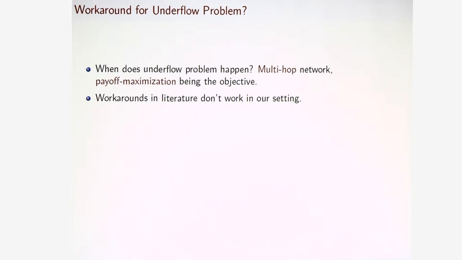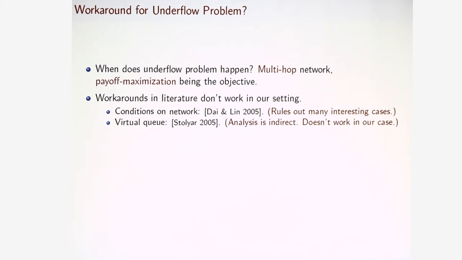Actually, this problem has been considered in the literature, and there are many workarounds. But unfortunately, they don't work in our setting. The first workaround is putting conditions on the network. In this paper by Dai and Lin, they consider the class of problems where there's no underflow problem, okay? Which means there always exists a gradient direction where the dispatch queues are not empty. So by definition, in their model, there's no underflow problem. But this rules out many interesting cases, including the model we're considering.